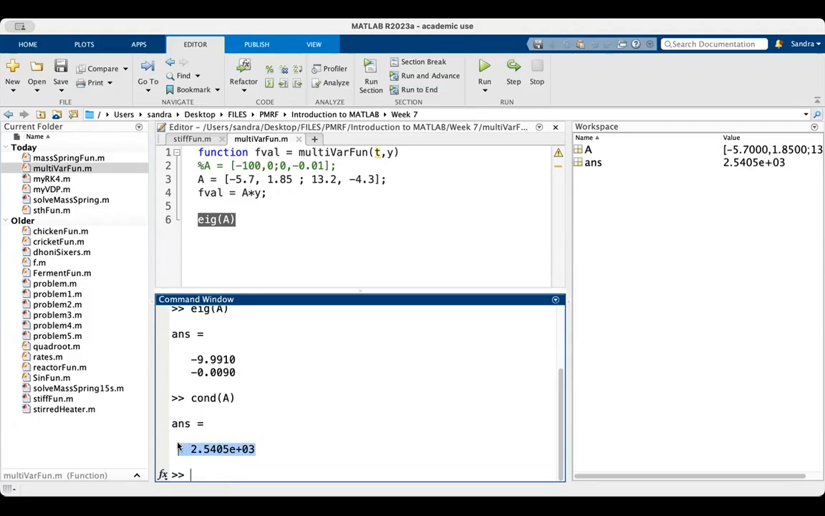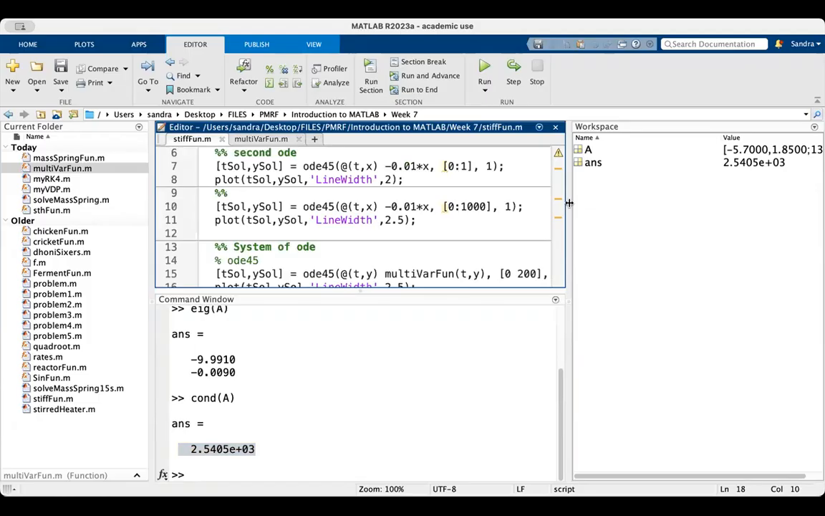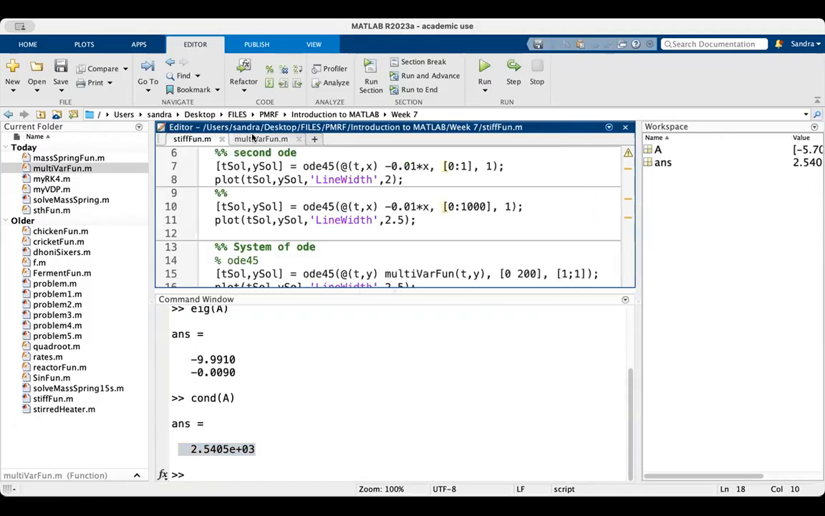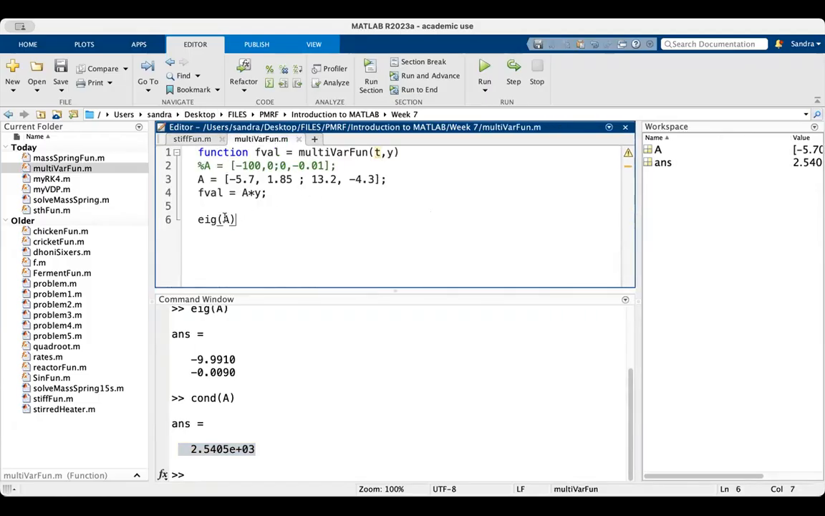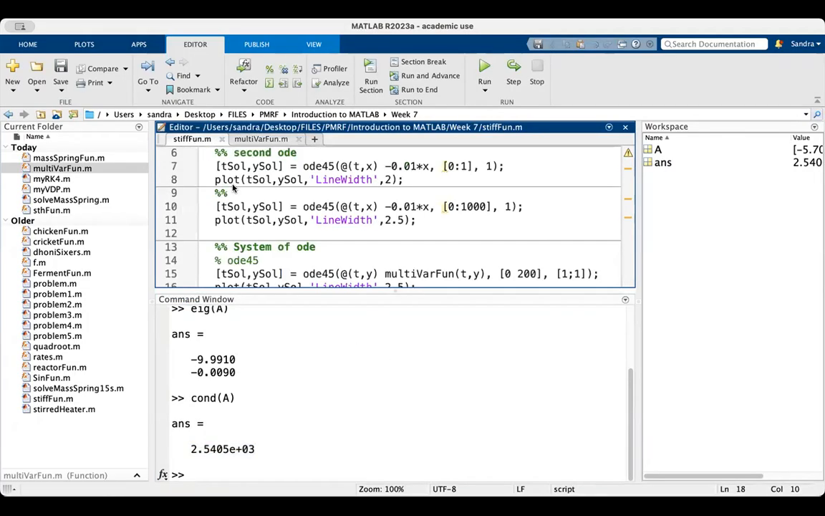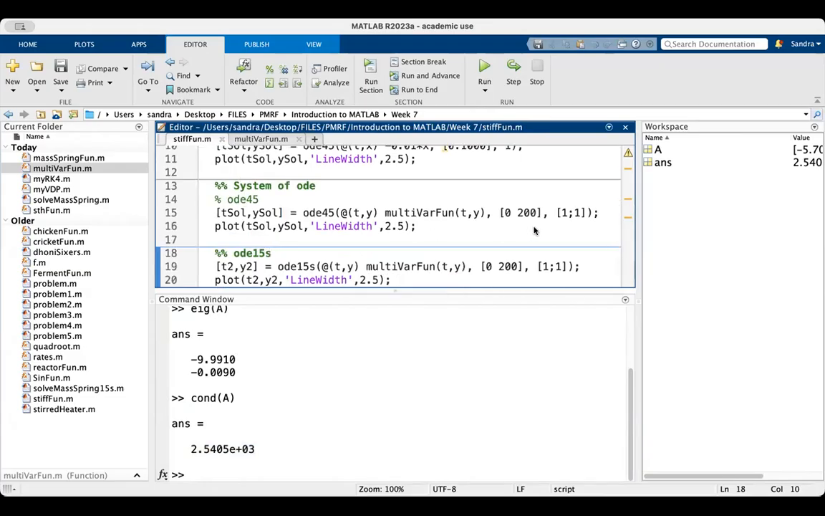Okay, the condition number is very high, so probably it will not be solvable using ODE 45. Anyway, let us try. I'll comment this out because I don't want it to be printed every time. Okay, so I'll run it using this one. First, let me try with ODE 45, so I'll run this section.